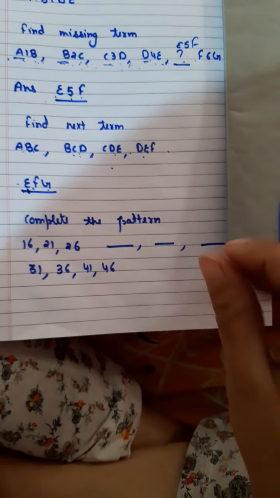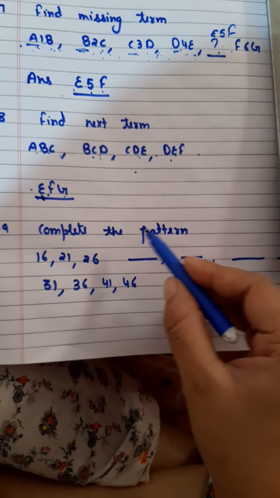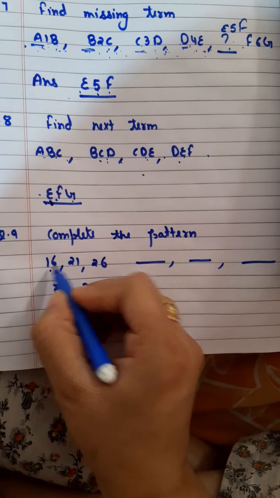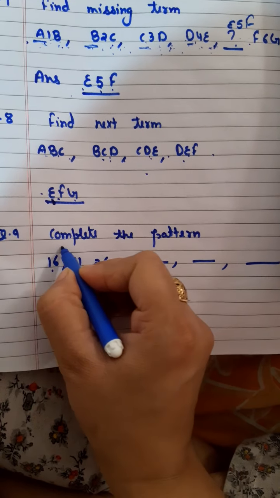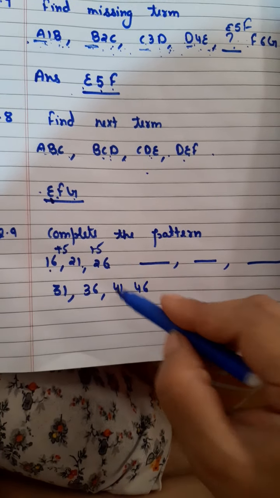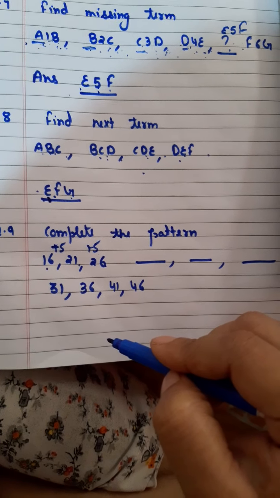Now the question number 9. In the question number 9, what you have to do? You have to complete the pattern. If you observe the pattern carefully, 16, then 21, then 26. If you observe them carefully, you are just adding here plus 5. For each and every number, we are adding just plus 5.